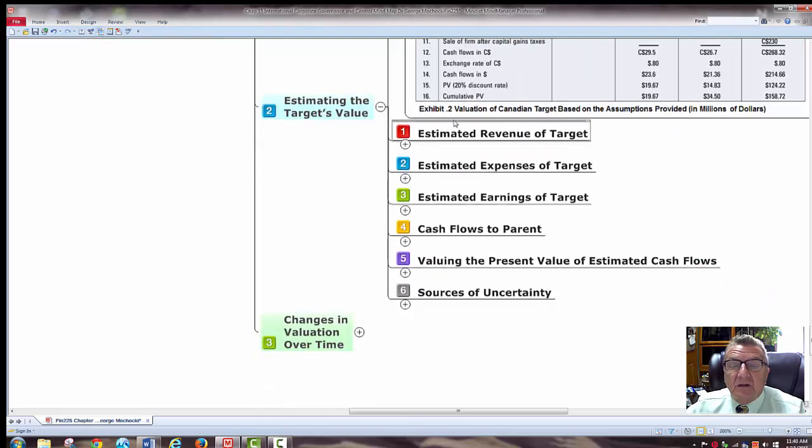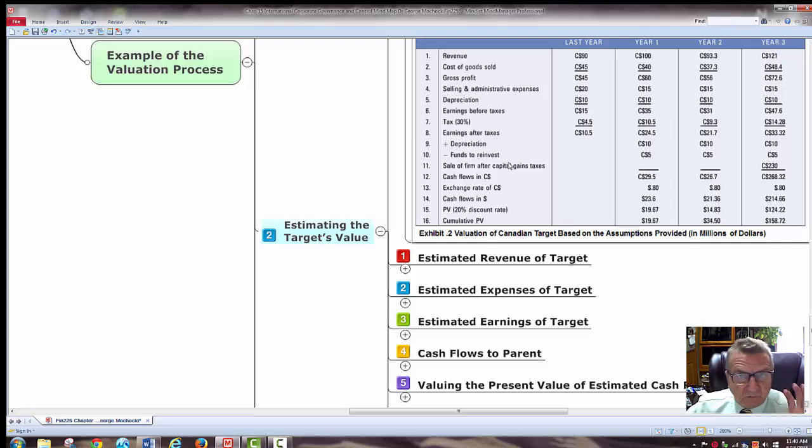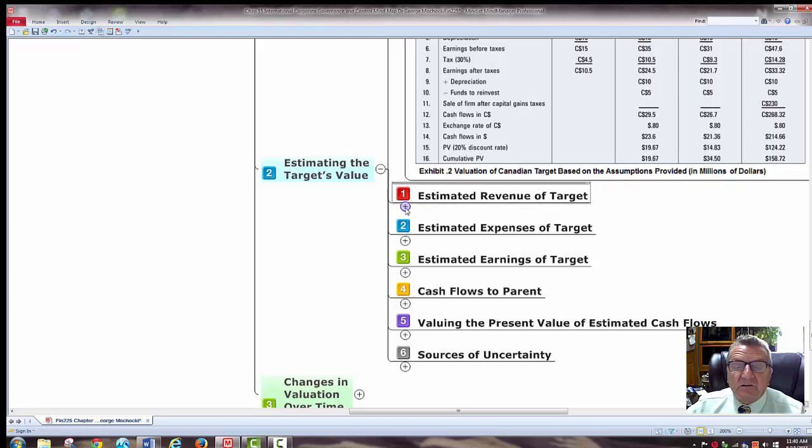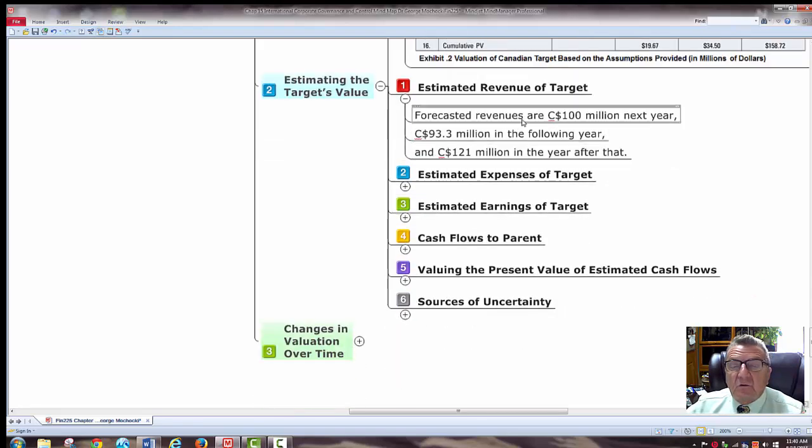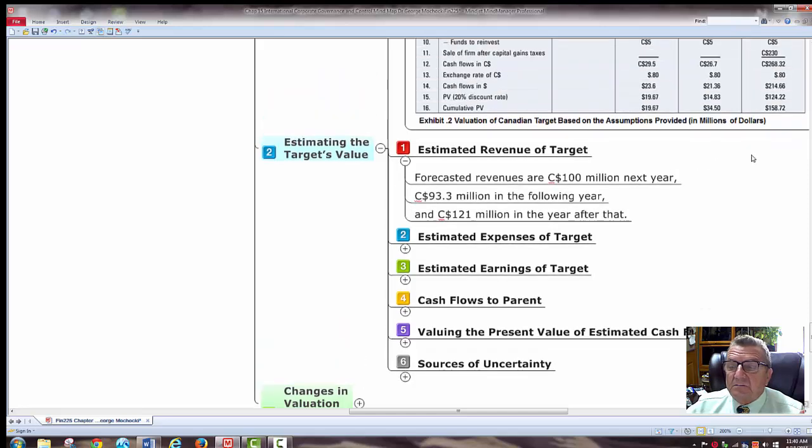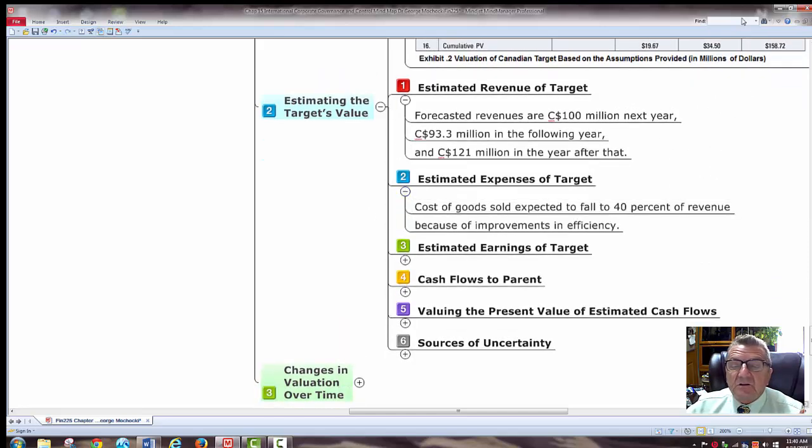Okay, so now you've got to start to look at it. This is just one. You do it for Mexico, you do it for Brazil, or one or two other countries, that I expect you to be doing for your own project that you're doing as a team. Okay, estimated revenue targets. Forecast revenue is in Canadian dollars of 1 million over next year. Following year is 93, and then 121 million in the following year after that. Okay, estimated, and you get the numbers from here.